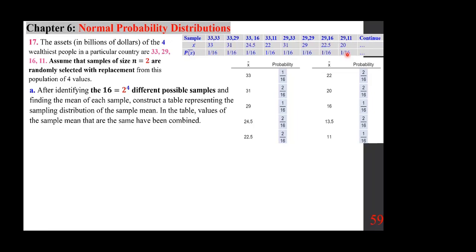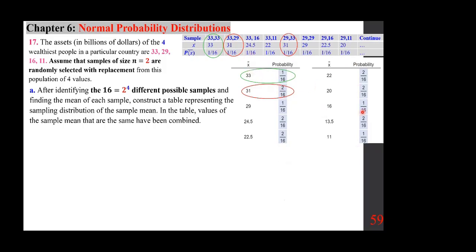Now, what I'd like you to look at is the following. When you put the numbers together, such as 33 and 33, there's only one way out of 16, so it's 1 out of 16. However, if you're putting 33 and 29, and also 29 and 33, they result in the same X bar, which is 31. That's why you have 1 out of 16 here, 1 out of 16 here, and it's 2 out of 16. And again, I understand it's equal to 1 over 8, but I want to keep it as 2 over 16 to make this clear to everybody.